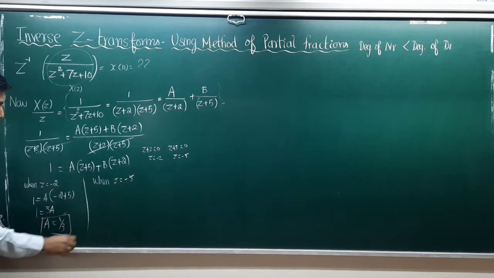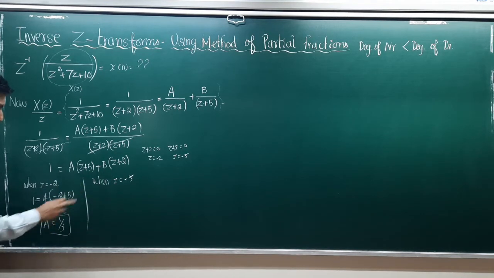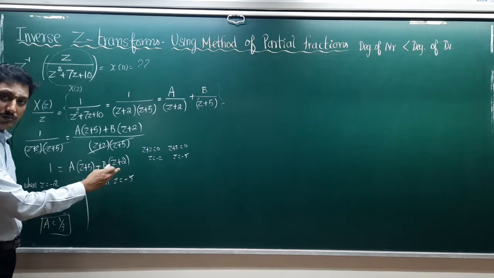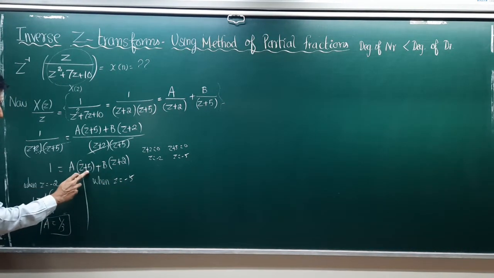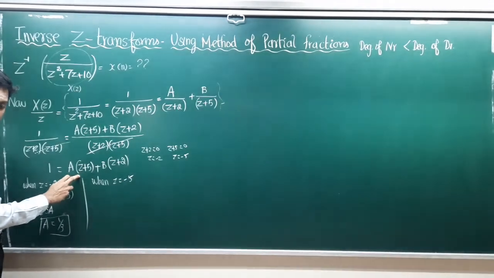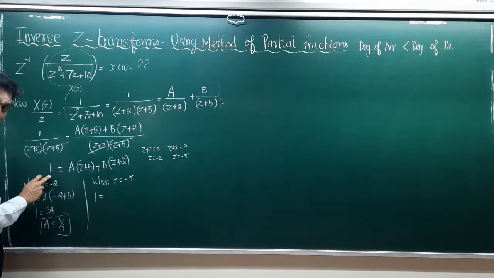Now substitute Z equal to minus 5. This time A becomes 0. What about the previous case? When I substituted minus 2 plus 2, it was 0, so B became 0 there. Now this time, minus 5 plus 5 is 0, so the A term is 0. The left hand side is 1 because there is no Z at all.